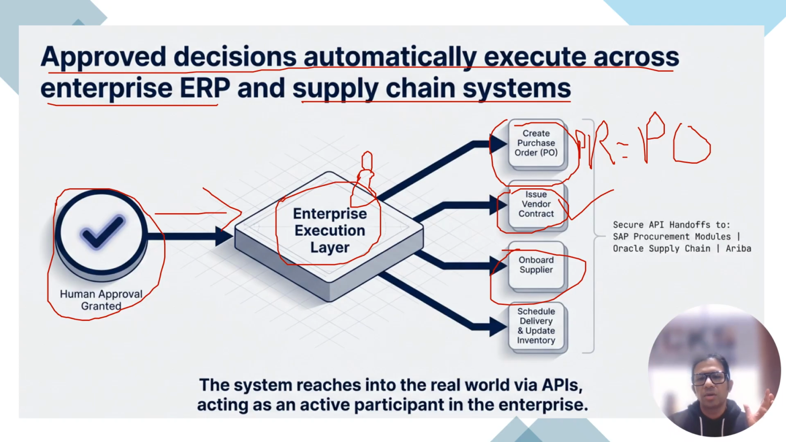Now comes this: schedule delivery and update inventory. Scheduling delivery and updating inventory. This is where procurement connects to operations. So supply chain teams see the impact in real time. That's supply chain visibility, we say. See here, secure API. You can see this one. This secure API hands off. This is exactly how this becomes deployable. The system integrates with enterprise procurement modules safely.